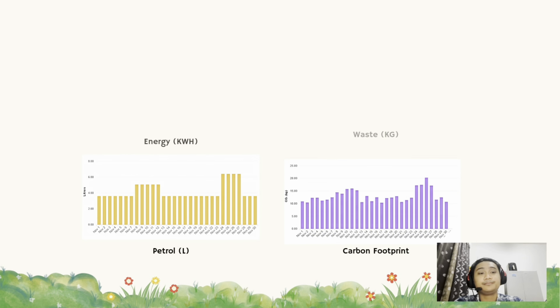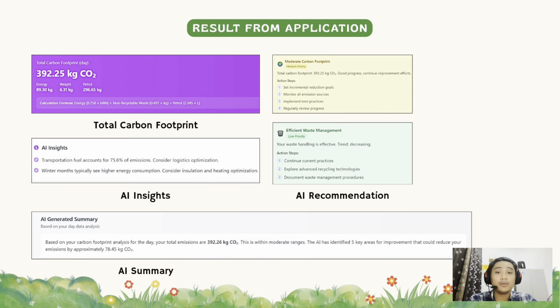Then the AI recommendation will show the level of each parameter and the carbon footprint. It has three levels, which are efficient, moderate and critical. It also has universal action steps for reducing carbon emissions. And lastly, the AI summary will summarize based on the data collected and show the improvement that could reduce the carbon emission by approximately.